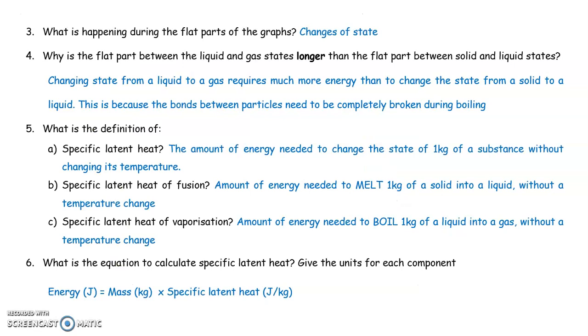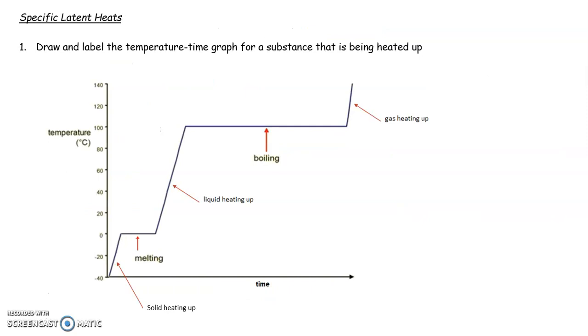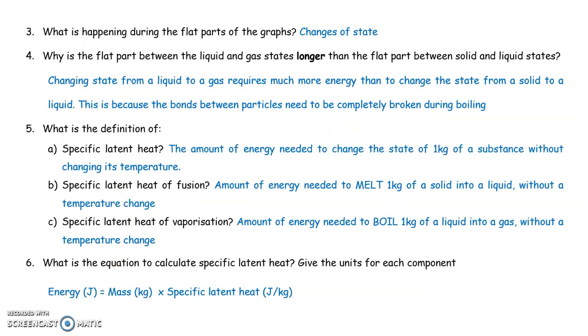What's happening during the flat parts? Well, we've got state changes. You can see condensation, freezing, melting, boiling. They're all state changes on flat parts of the graph.